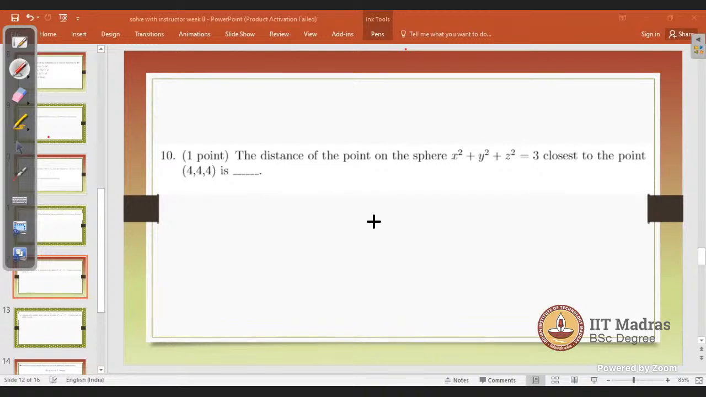Whatever answers you are saying, yeah, that's correct for the graded assignment. But here the question is a bit changed. It's a bit modified. So just cross check the answer. Okay, I'll start solving, but I'll solve a bit slowly.